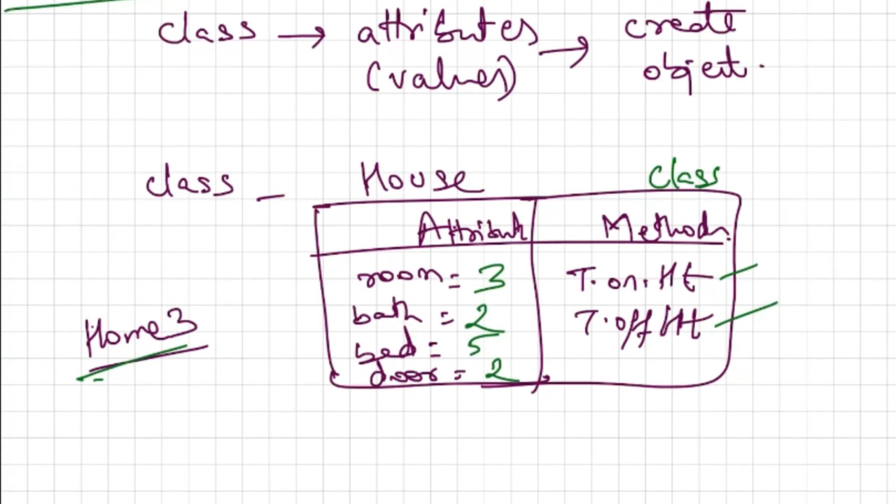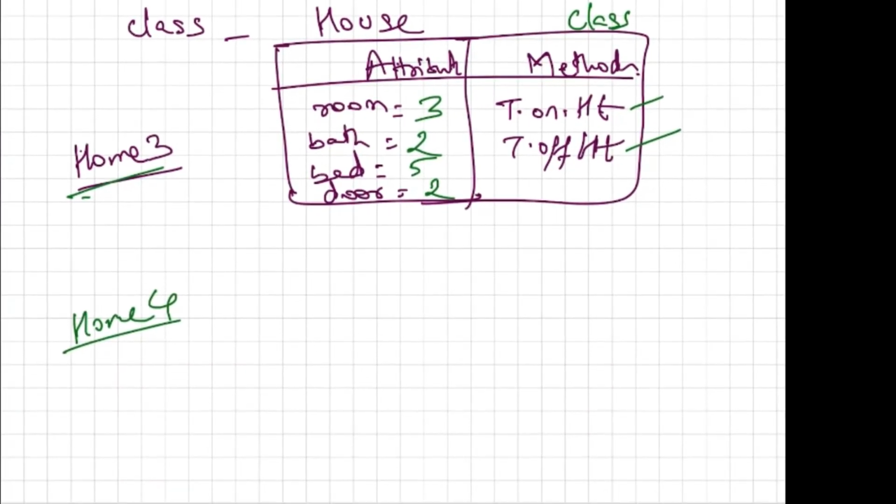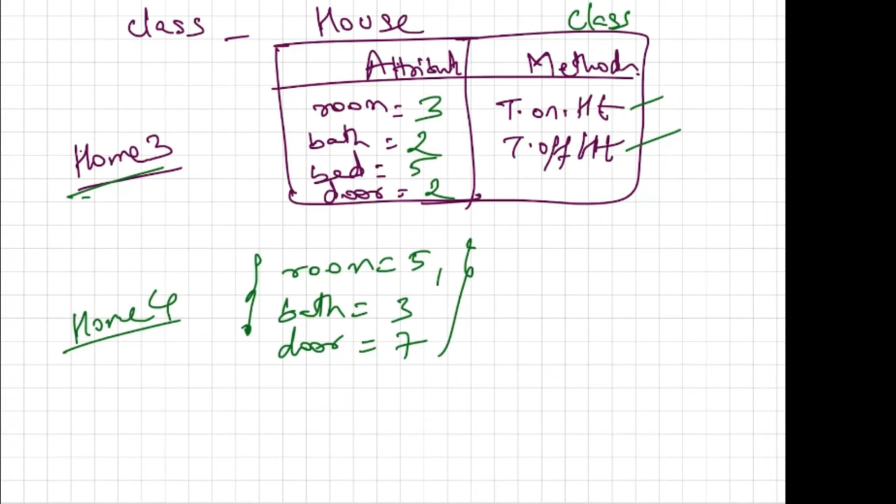And there can be another home, home4, and you can declare that one again with similar properties, which is room equal to 5, bath equal to 3, door equal to 7, or whatever. So that's how you define a new object. In this case, it is called home4. This is an object. This is an object. House is a class.